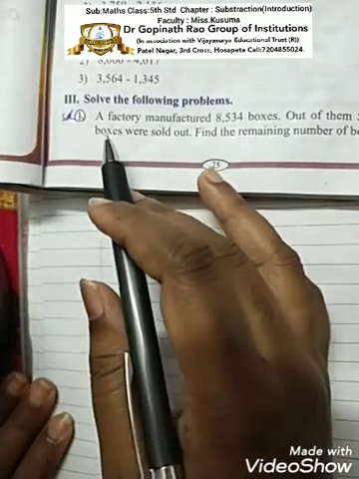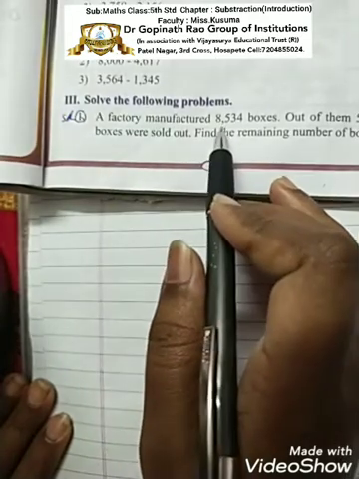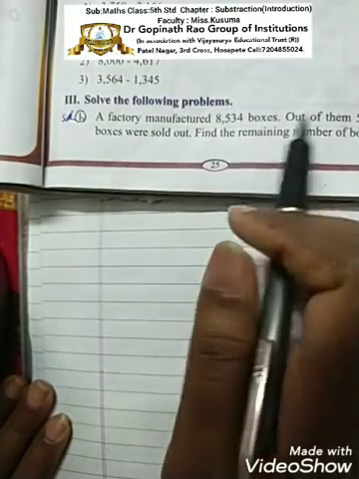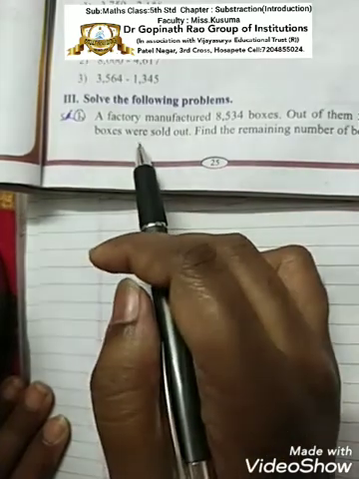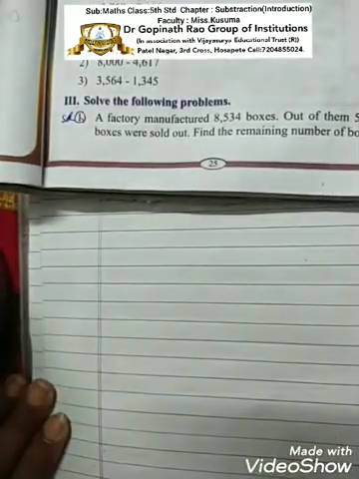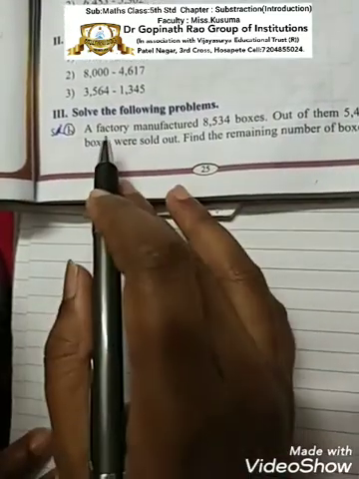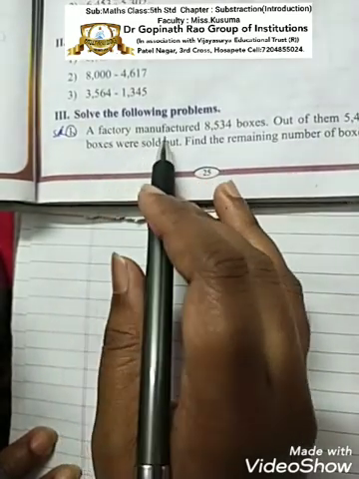See what they have given in the first question. A factory manufactured 8,534 boxes. Out of them, 5,420 boxes were sold out. Find the remaining number of boxes. What they said, let us first try to understand the question. Okay, what they said, a factory manufactures.